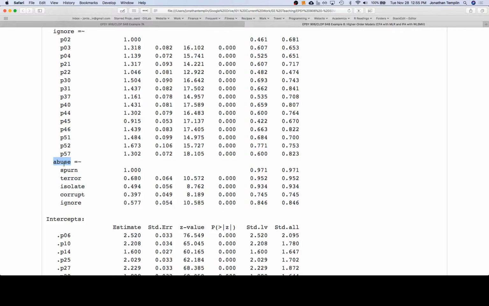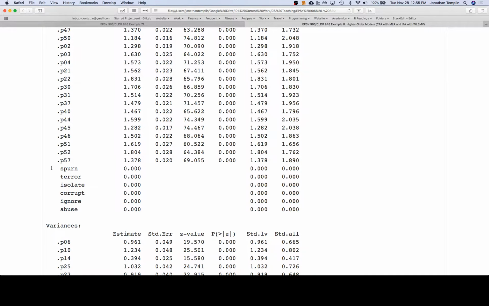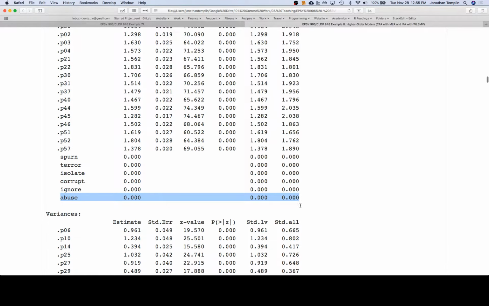Basically, how well the abuse factor predicts the lower order factor itself. These are the factor loadings for it, right? So these are the unstandardized loadings over here, and then the standardized loadings are all the way over on the right-hand side. And similarly, we will have intercepts for each of the factors like we did before, but now we have one for the abuse factor, which is set to 0 by default.